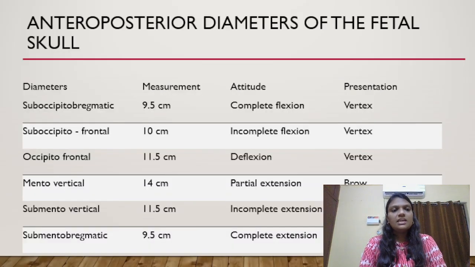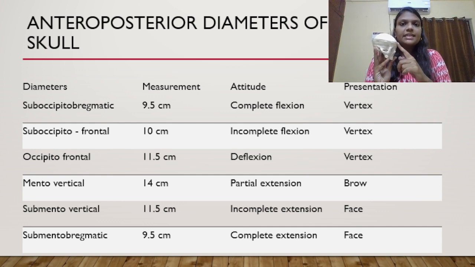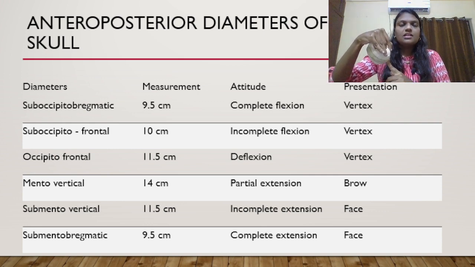Now let's see about the various anteroposterior diameters of the fetal skull. The anteroposterior diameter of the fetal skull depends upon the degree of flexion of the fetal skull when it enters the maternal pelvis. See, this is the fetal skull. When the fetal skull enters the maternal pelvis in complete flexion, the diameter of engagement will be suboccipitobregmatic.